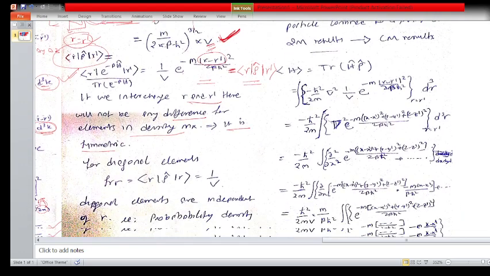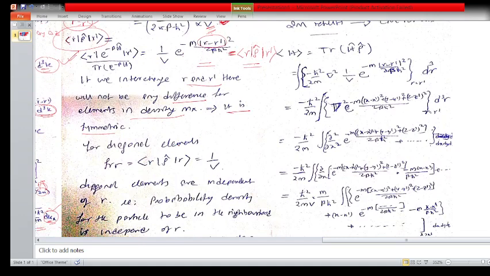And for diagonal elements, when you are having r equal to r dash, that will give you this r rho r, and that is nothing but 1 by v, because this exponential term will become 1 in that particular case. That is the diagonal element. So all the diagonal elements in this density matrix are 1 by v. So this is 1 by v, 1 by v, and so on, and all other elements will be 0.